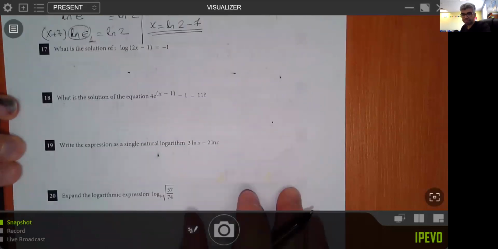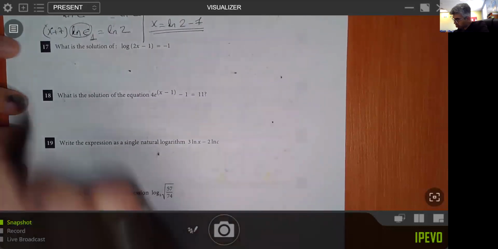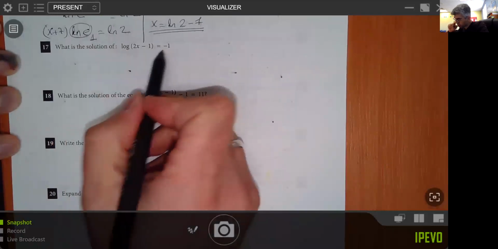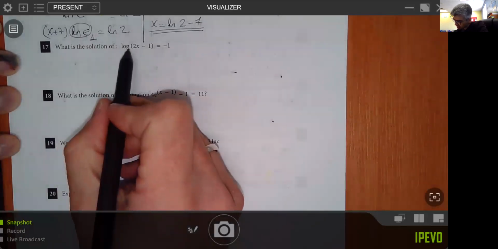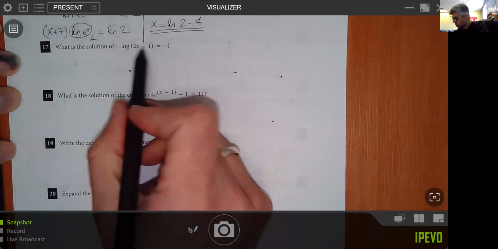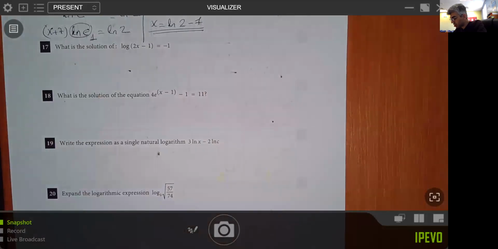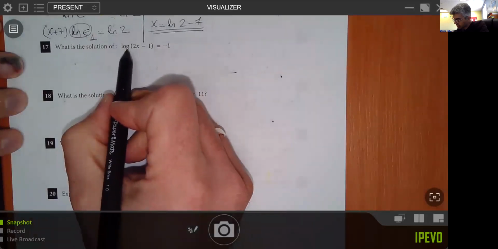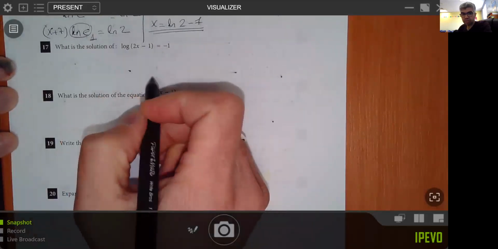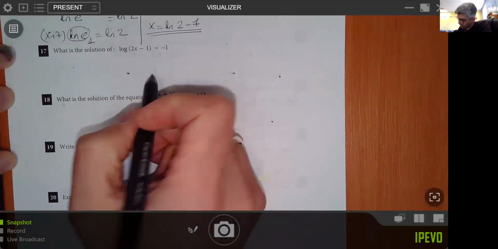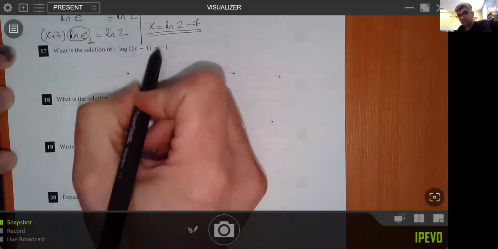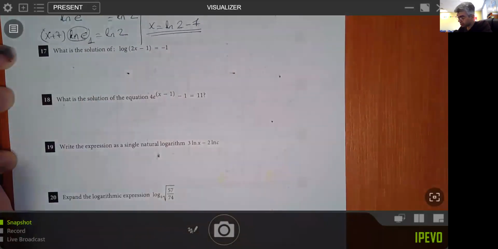Number 17. What is the solution of this? Well, this is kind of easy because we have, right, guys, here, logarithm of 2x minus 1, and base is 10. I write this as exponential. Does it make a problem? Is it a negative number? What do you think?